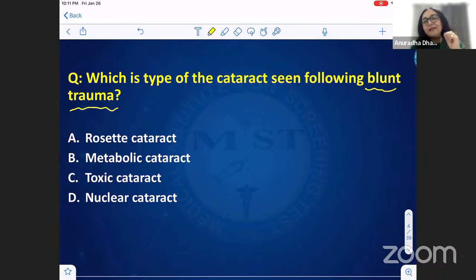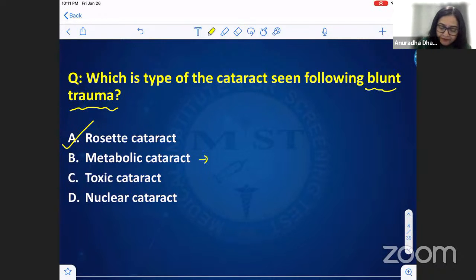And the type of cataract which we see has a very specific morphology. It looks very specific, like a rosette flower. So that is why it is called rosette cataract. Many a time we have revised that blunt trauma leads to rosette cataract formation.